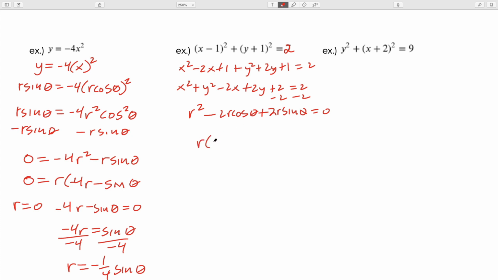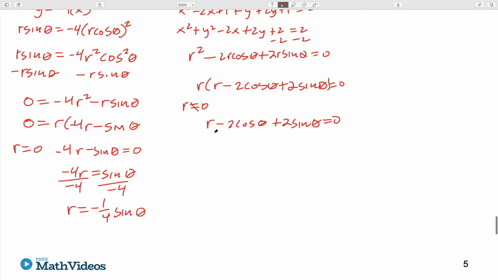And since it's equal to 0, we're going to get r times (r minus 2 cosine of theta plus 2 sine of theta) equals 0. Again, now that you have this product equal to 0, you can apply the zero product property. But we don't need to worry here because r cannot equal 0. That's not going to be an equation that represents this. So therefore, we'll be left with r minus 2 cosine of theta plus 2 sine of theta equals 0, right? And therefore, I'd have r equals, let's see, a positive 2 cosine of theta minus 2 sine of theta. And voila.